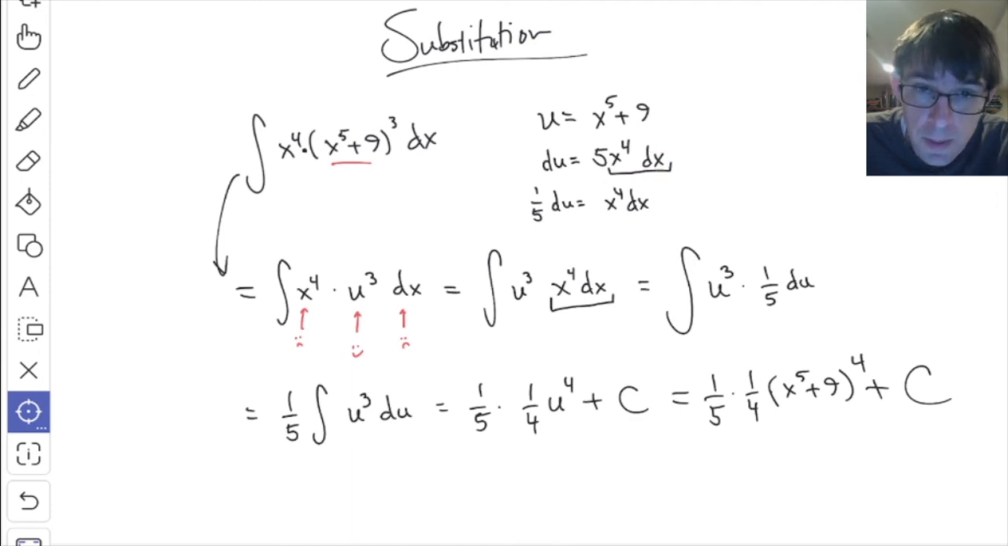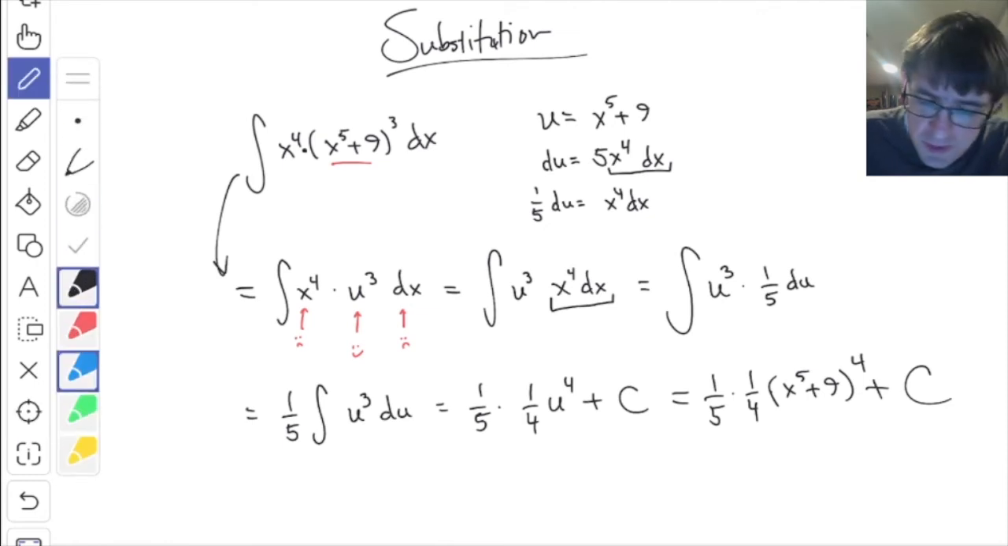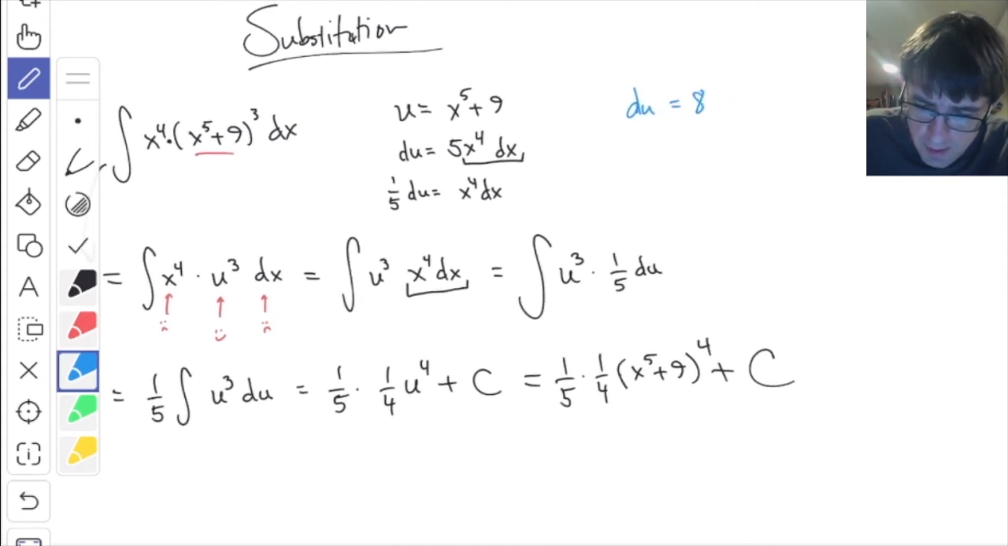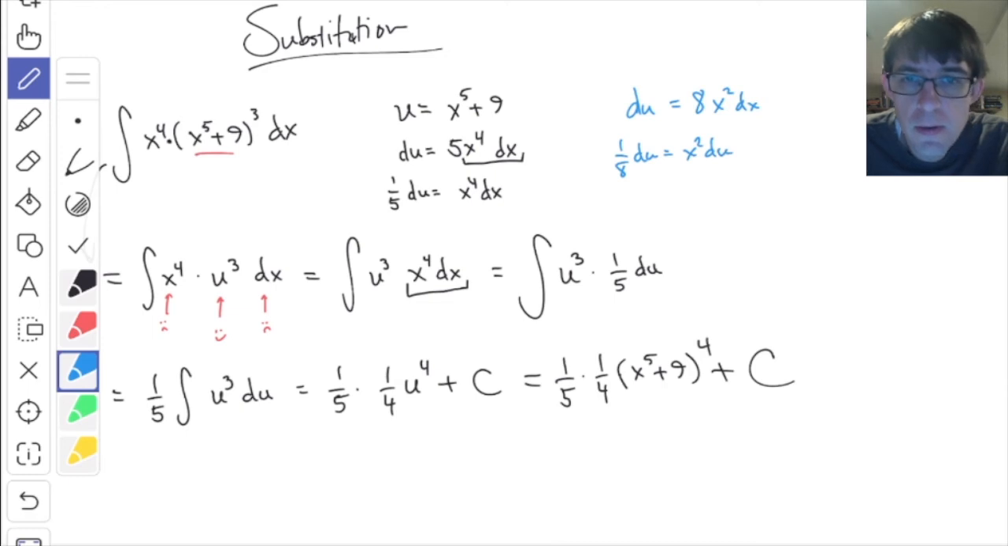And the way to solve for that is to divide the 5 onto the other side, thus making it the 1/5. So, hypothetically, if it had said something like du equals 8x squared dx, then I would write it as 1/8 du equals x squared dx. It's just taking a constant to the other side of the equation.